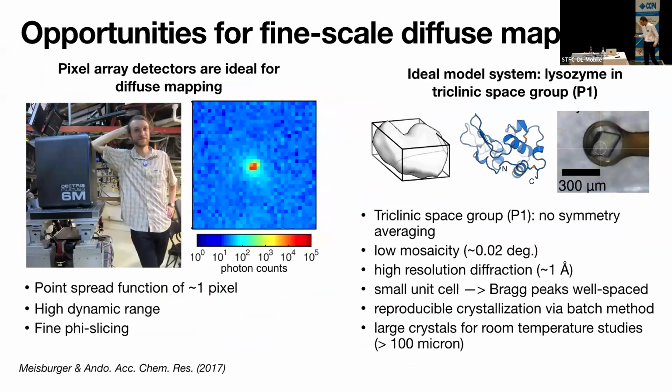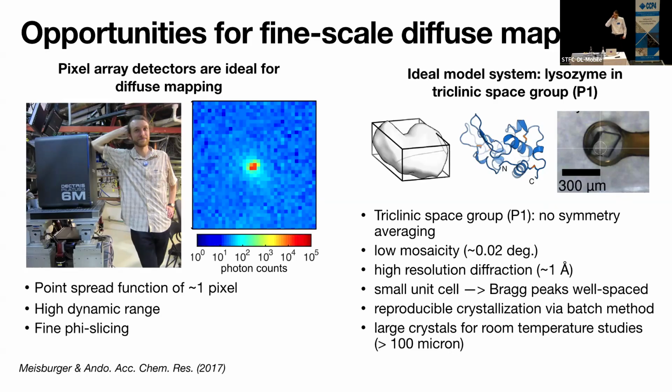Okay, but it was a good time to start that because we had pixel array detectors available, and they're really ideal for diffuse scattering. They have this narrow point spread function, high dynamic range. You can do fine phi slicing, which all of you know about now. These are very standard. This was just a crystal of lysozyme. You can see, the Bragg peak is like a few pixels wide, and we get 5 orders of magnitude dynamic range, just moving a few pixels away from the Bragg peak. So this is great.